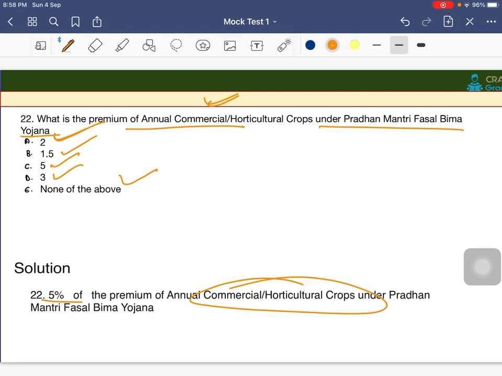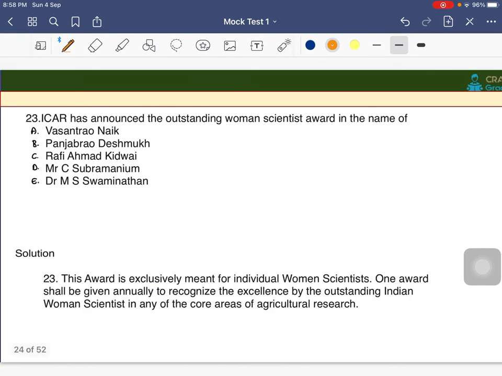Then, ICAR has announced the Outstanding Women Scientist Award in the name of whom? That is a simple question. The options are Vasantrao Naik, Punjabrao Deshmukh, Rafi Ahmed Kidwai, Mr. C. Subramaniam, and Dr. M.S. Swaminathan. They have not mentioned the exact year. Maybe it is the newest. Punjabrao Deshmukh is the person in whose name the Women Scientist Award was given. Okay.